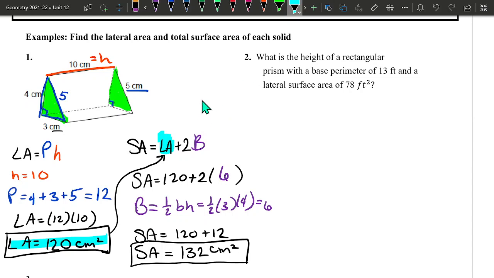All right, so then number 2 says, what is the height of a rectangular prism with a base perimeter of 13 feet and a lateral surface area of 78 feet squared? So we're asked, what is the height? So that means I'm solving for h. We have a rectangular prism.